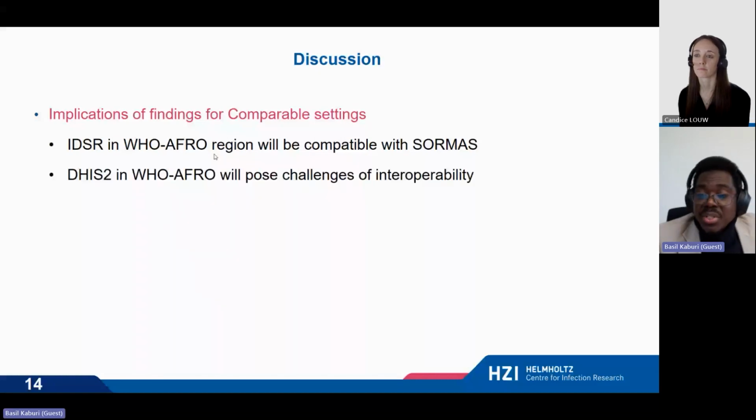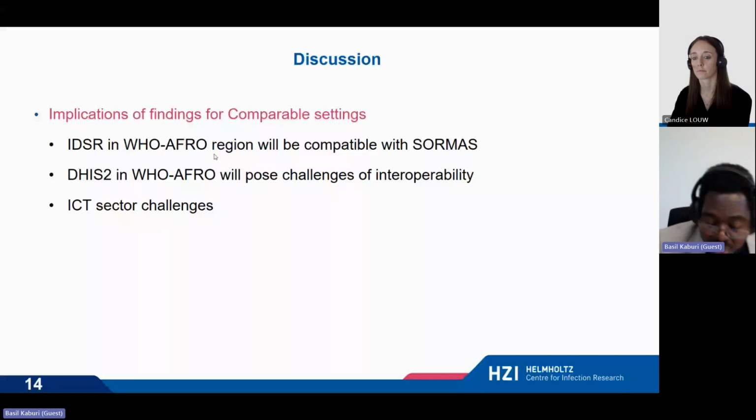But this same region uses the DHIS2, and so resolution of the interoperability between SORMAS and DHIS2 will not just benefit Ghana, but all other regions, countries in the WHO region or outside that use DHIS2 will benefit from this solution. The ICT sector challenges that have to do with synchronization and data transfer, as we experience in some instances in Ghana, would be the same for other settings whose ICT sectors have similar challenges.